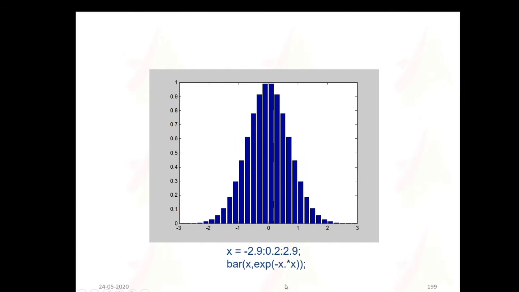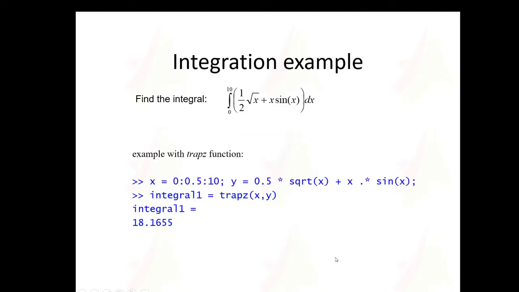If you want, you can give the bar graphs also. x equal to minus 2.9 to plus 2.9 in intervals of 0.2. The command is, instead of plot, surf, or mesh, we have bar available: bar(x, minus x dot x).